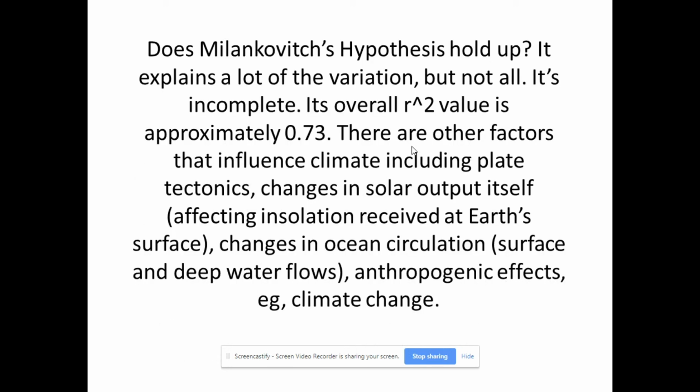So does the Milankovitch hypothesis hold up? Excuse me. It explains a lot of the variation, but not all. It's incomplete. Its overall R-squared value is approximately 0.73. There are other factors that influence climate, including plate tectonics, changes in the solar output itself, in addition to the Earth's orientation, changes in ocean circulation, surface and deep water flows, that I just alluded to, anthropogenic effects, which I just alluded to, for example, climate change.